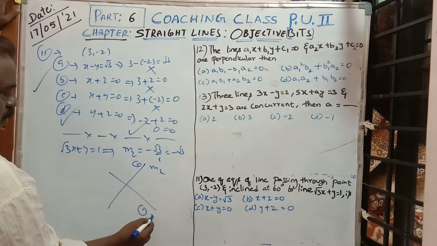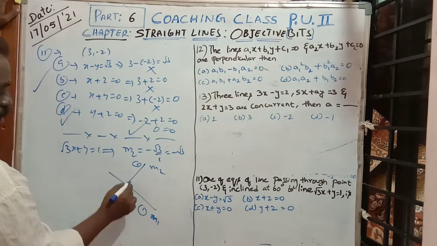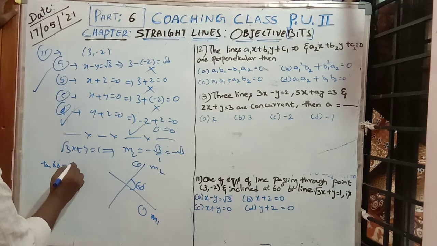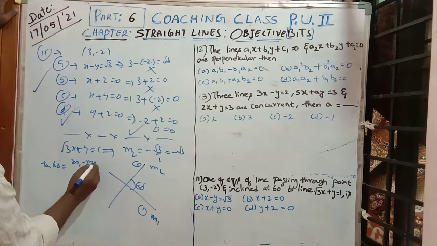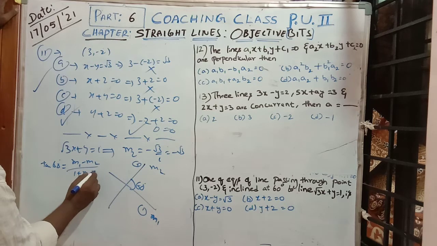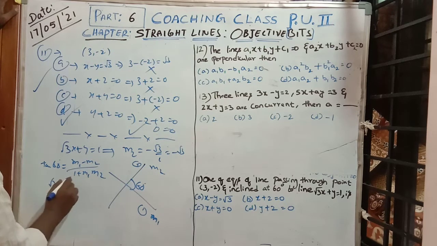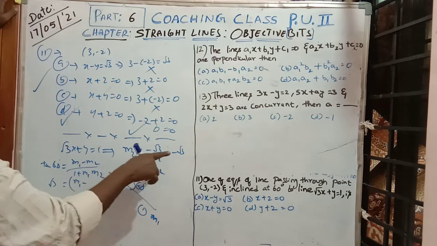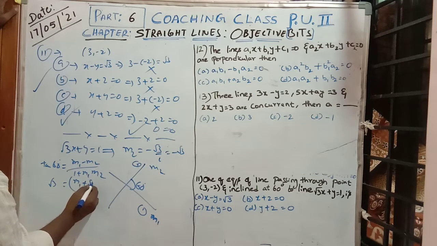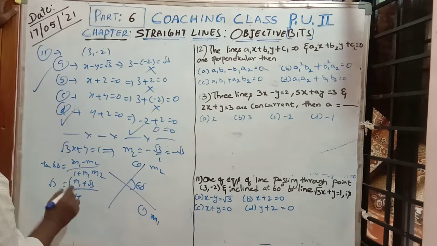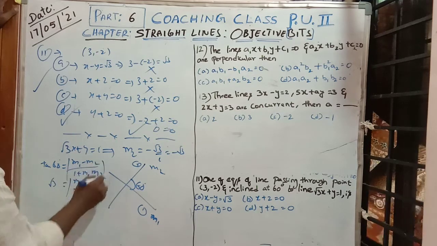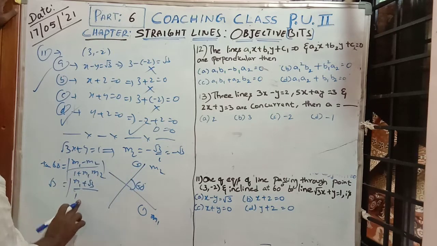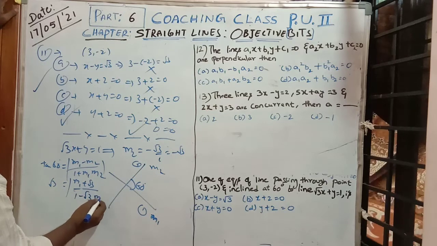The first line's slope m1, we assume. We don't have it, but the angle is 60 degrees. So tan 60 is equal to root 3. That means (m1 minus m2) by (1 plus m1 m2) is root 3. m1 we don't know, m2 is already there. Plus or minus root 3 by 1 plus m1 into minus root 3, that is 1 minus root 3 m1.